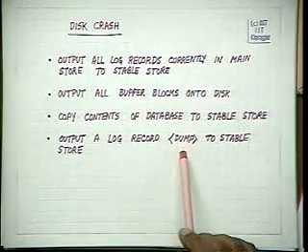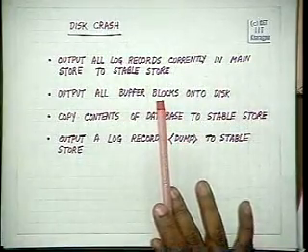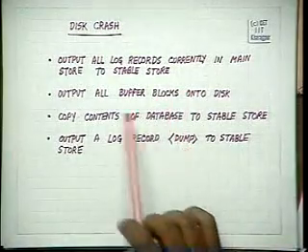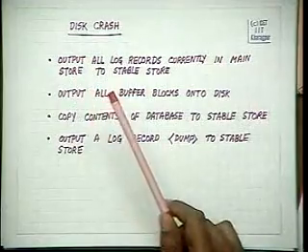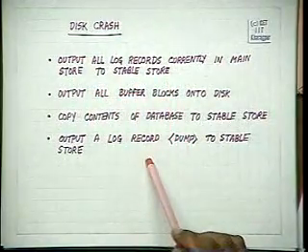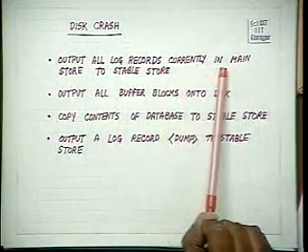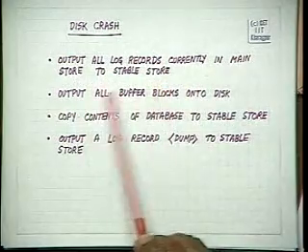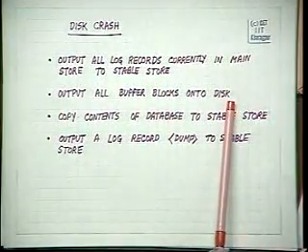A dump means all the disk is copied into a separate place. Before you do a dump, you must output all records currently. This is very similar to checkpointing. The principle is the same. If you know the principle, then these ideas become very logical. You output all log records currently in the main store to stable storage. You output all buffer blocks to disk as you did in checkpointing.